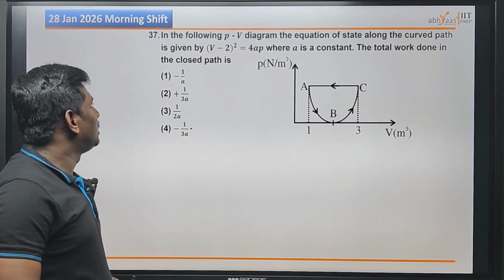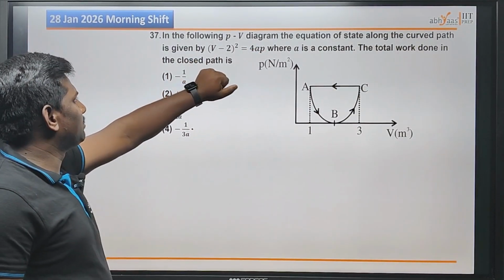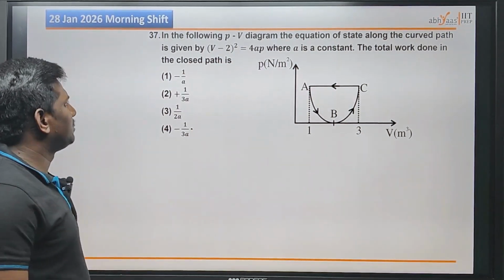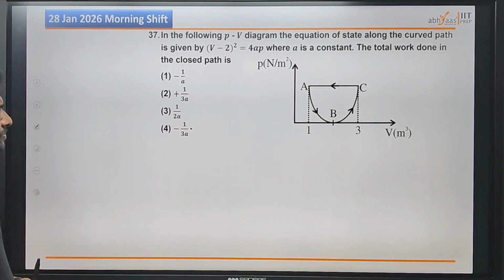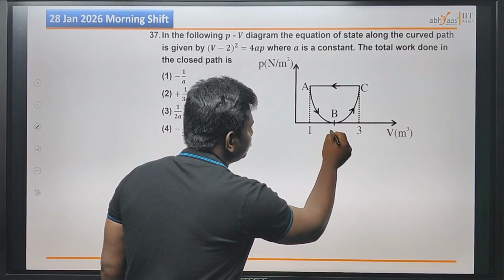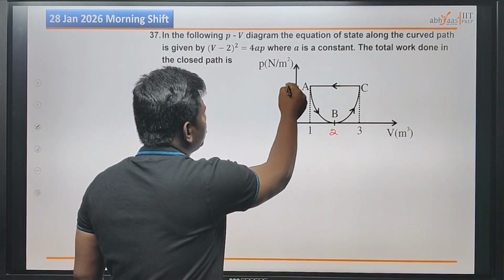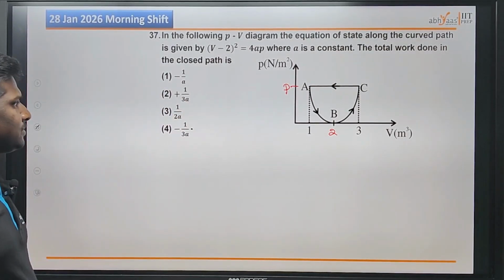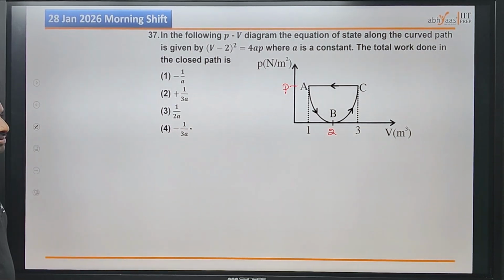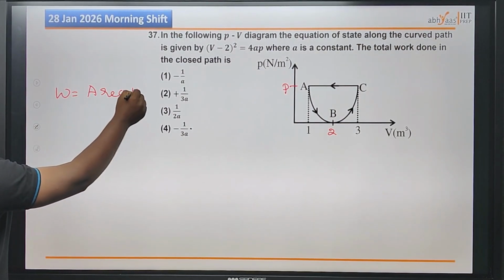Question number 37. In the following pressure and volume diagram, the equation of state along the curved path is given by 4 AP, where A is constant, the total work done in closed path. P is nothing but pressure and V is nothing but volume. So see, what is this distance? From 1 to 3, you will get 2. Take this point as P. You have to find the work done, area under the curve. Work done can be written as area under the curve.